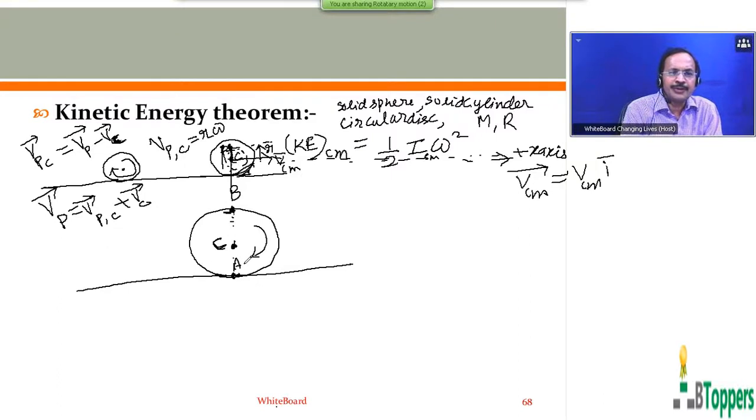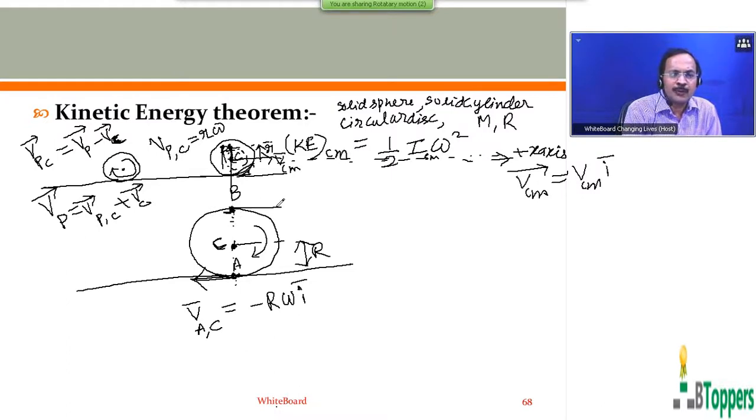So now let us consider the bottommost point. With respect to center of mass, this bottommost point A is moving in a circular path of radius equal to r. So the velocity of the bottommost point A with respect to the center of mass is directed toward the left side, that is the negative direction of x-axis: minus r omega into i bar in vector form.